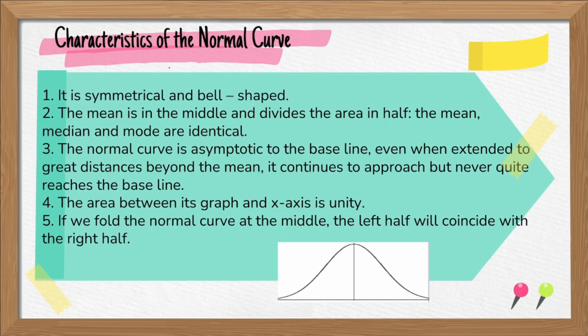What are the characteristics of a normal curve? Number 1, it is symmetrical and bell-shaped. So when we say symmetrical, it looks like a mirror reflection. So dito sa gitna, ayan yung naghahati sa kanila. So kung ano yung itsura dito sa kaliwa, yun din yung itsura sa kanan.